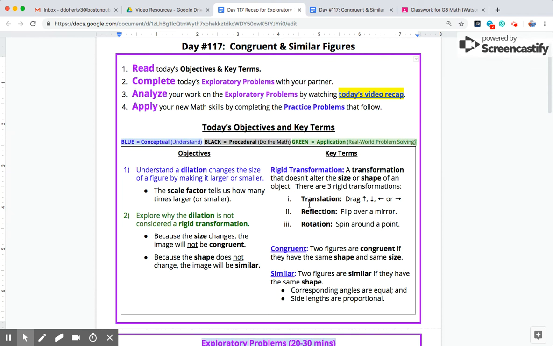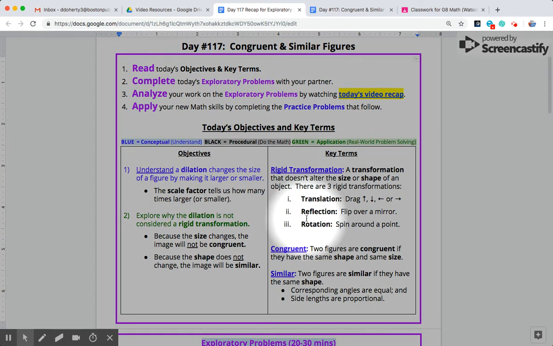We need to be using translations, reflections, and rotations in order to prove that two figures are the same size and same shape, again, because congruent means same size, same shape. And if we use these rigid transformations, we're not going to be changing size or shape. We're just dragging them, flipping them, spinning them. They always stay congruent to each other if we use one of these three rigid transformations.